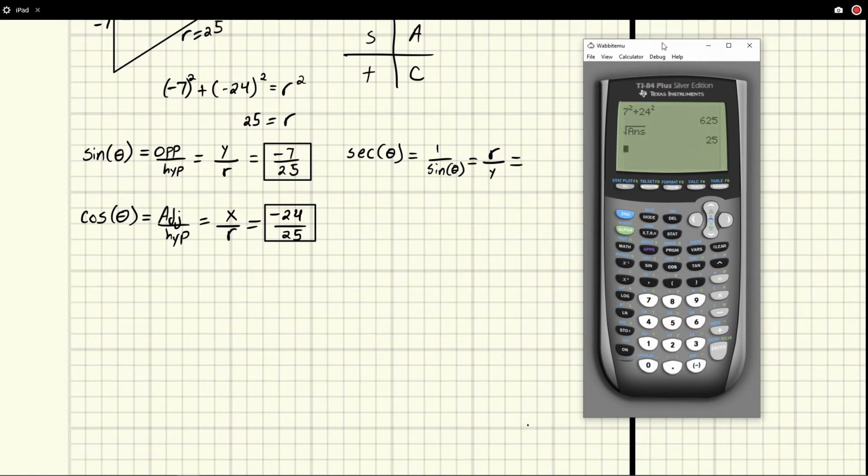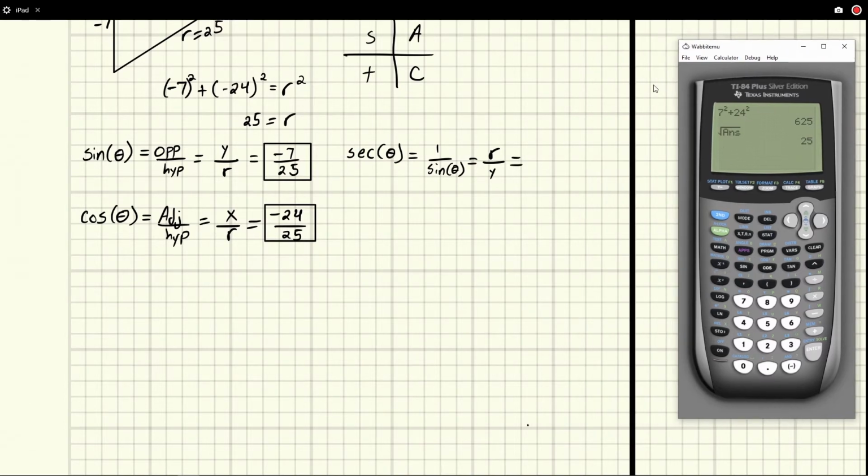That's going to equal 25 over negative 7. You can move this negative all around. You could also simplify the fraction if you want, but I'm just going to leave it at this. So, okay, we've got secant.